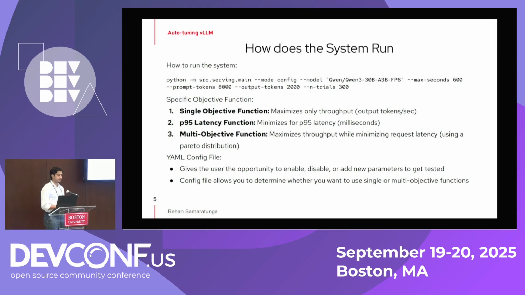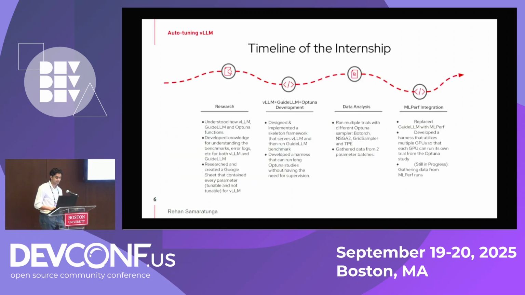There are three objective functions I created. You have a single objective function, which maximizes only throughput, a P95 latency function, which minimizes P95 latency, and then a multi-objective function, which does both, maximizing throughput while also minimizing latency. And I also created a YAML configuration file that gives users the opportunity to enable and disable parameters or add new parameters if they would like to.